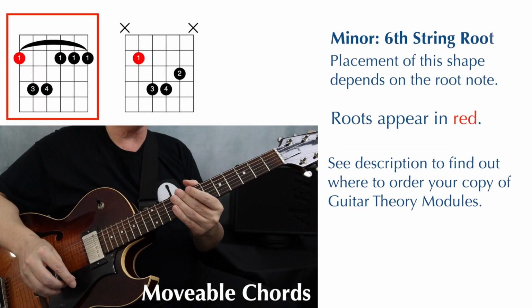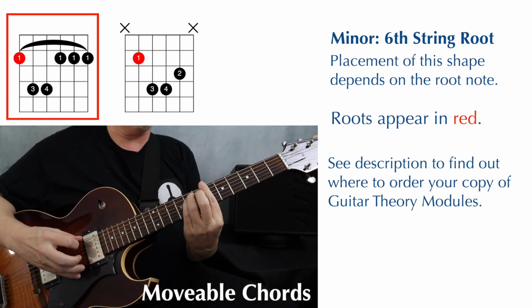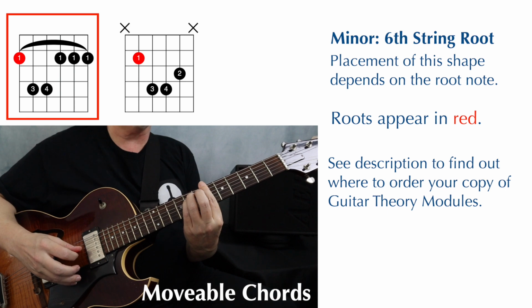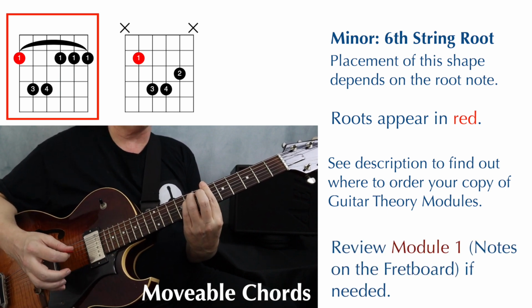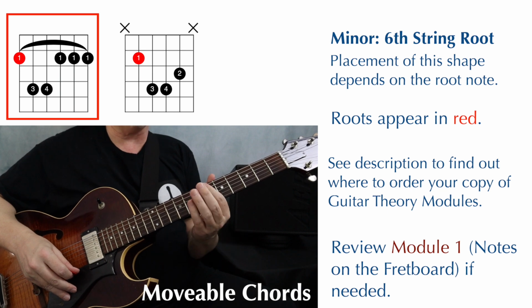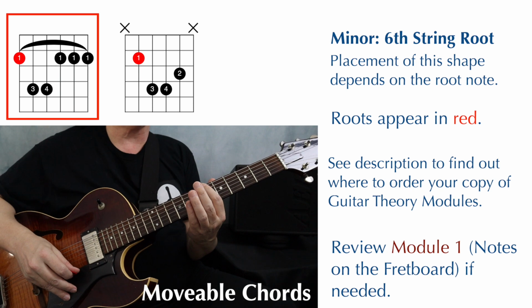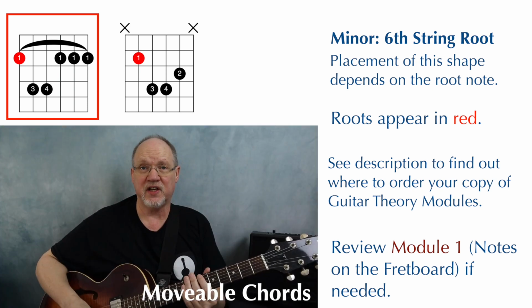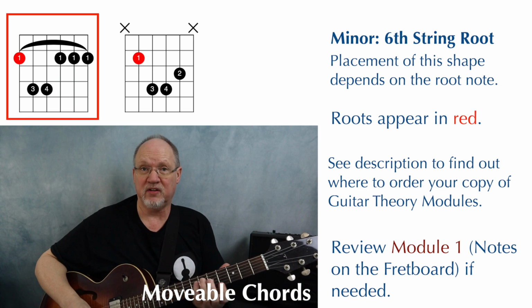Here's a minor shape you can play with the root on the 6th string. This is fingers 1, 3, 4, 1, 1, 1. This happens to be a B flat minor that I'm playing because I'm placing my root note on the B flat, string 6, fret 6. And all of the shapes are going to be movable. What you call the chord depends on where you place the root note.